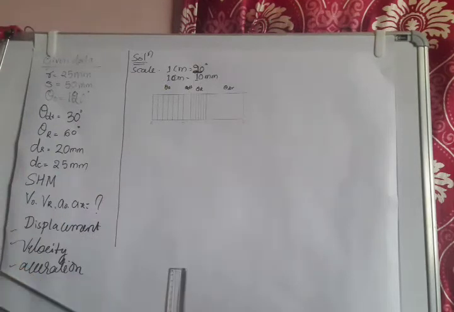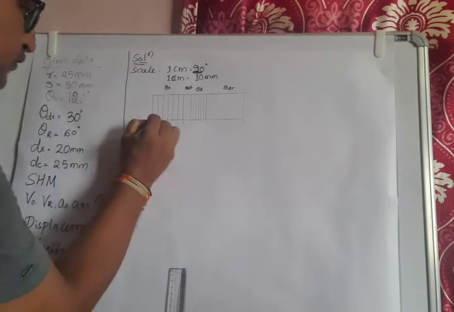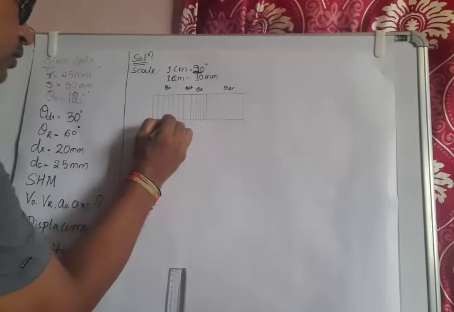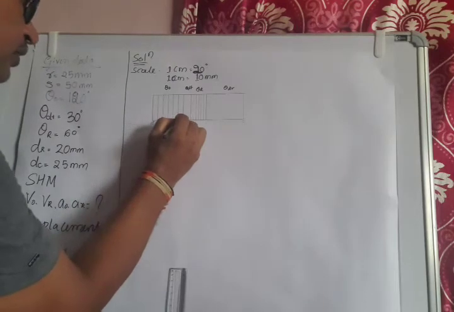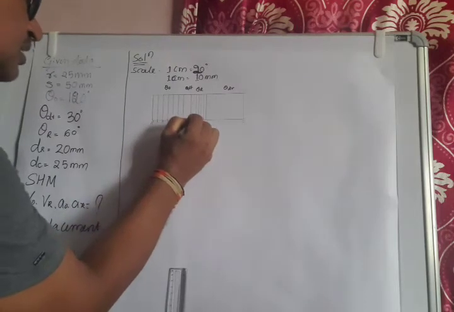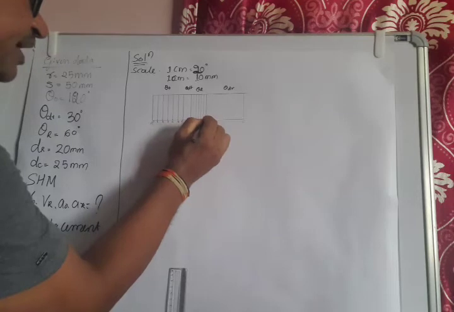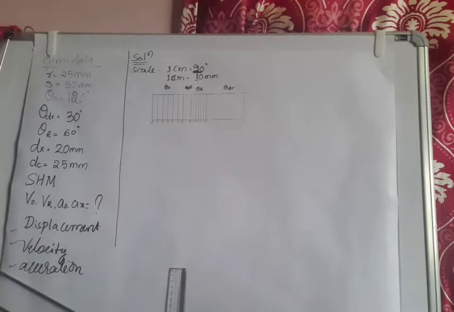So now let us mark here. I'll go for this line as 0, 1, 2, 3, 4, 5, 6. This is 0 dash, 1 dash, 2 dash, 3 dash, 4 dash, 5 dash, and 6 dash. Now, as it is a simple harmonic motion, you need to draw a semicircle on this row.